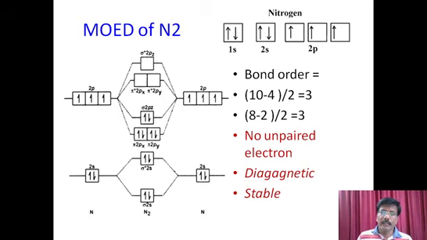Now look here. The interaction of atomic orbitals to give molecular orbitals: 1s interacts with 1s, and 2s also interacts with 2s, and 2p also interacts with 2p. That means each nitrogen is interacting with its corresponding atomic orbitals to give molecular orbitals. So 1s interacting with 1s gives 2 molecular orbitals, and a total of 4 electrons are present. Therefore, they are totally filled. That means bonding 2, antibonding 2.